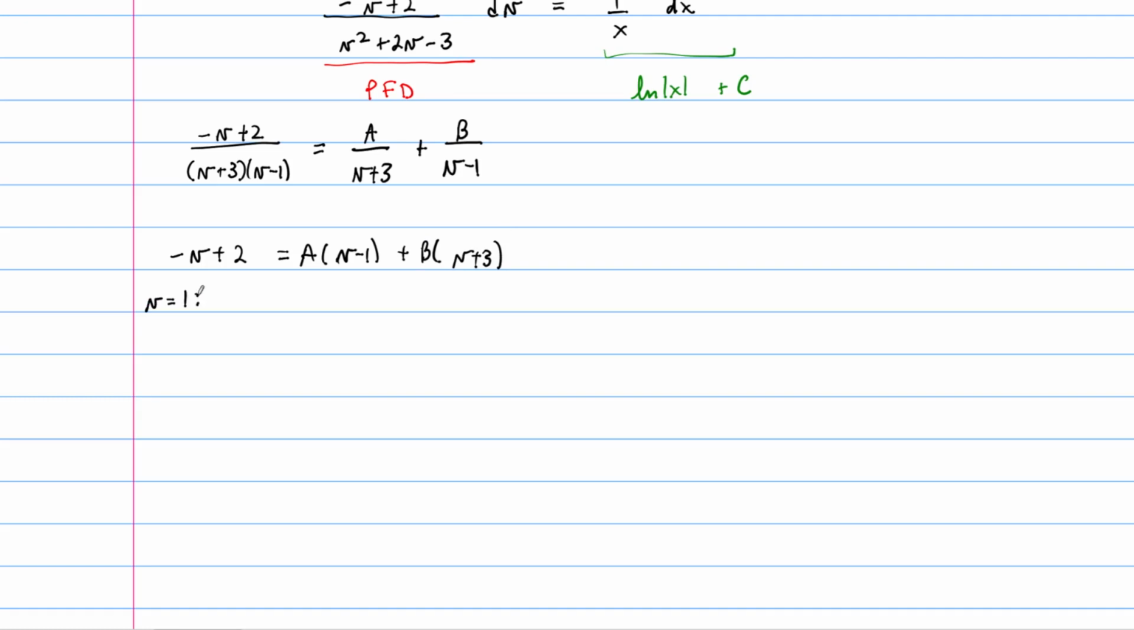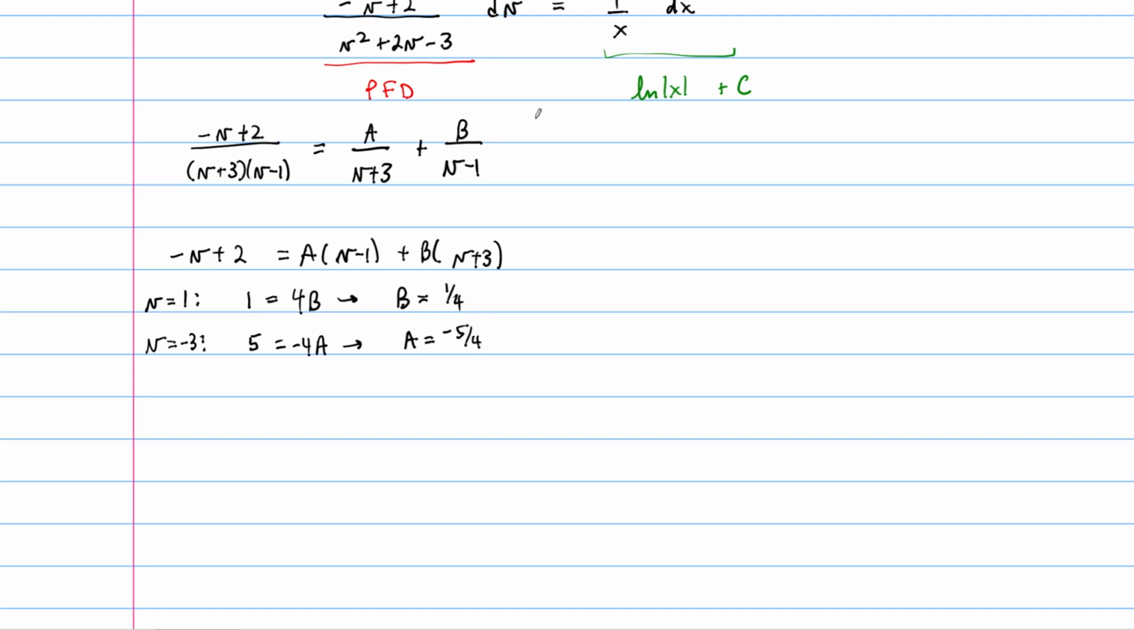So if v is equal to 1, then this is gone. This side becomes 1, 2 minus 1. This side becomes 4b. And so b is equal to 1/4. If v is equal to negative 3, that's the other convenient value, because it's going to get rid of this term, then this side is now 5, negative 3 times negative 3, so 3 plus 2 is 5. And on this side, it's negative 4a. And so a is equal to negative 5/4.